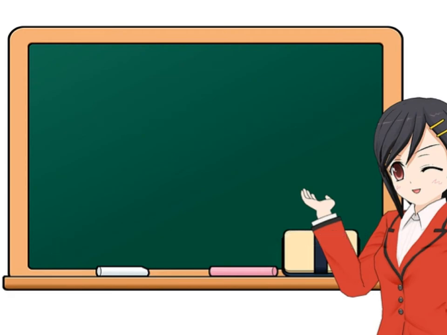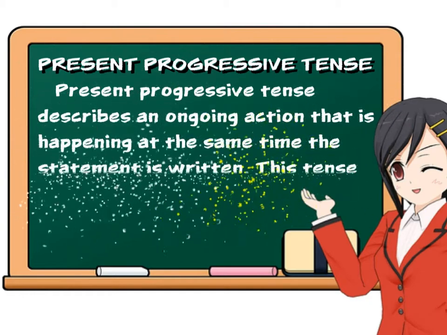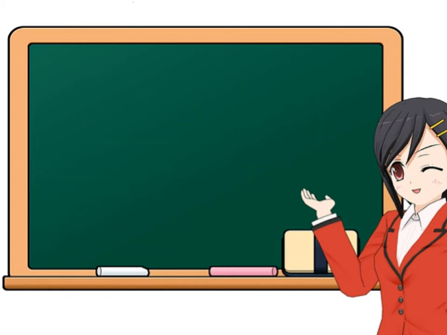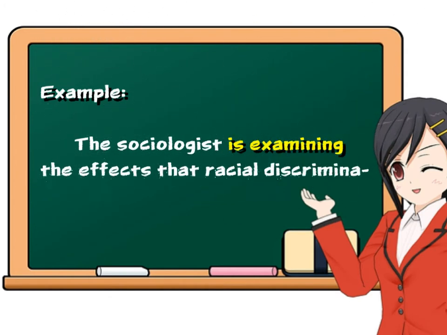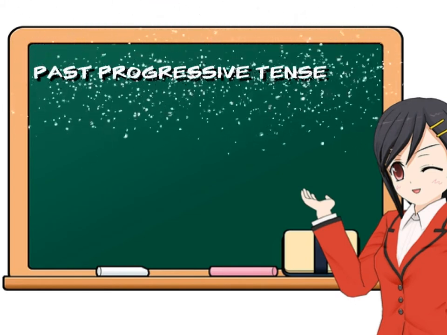Progressive forms. Present progressive tense. Present progressive tense describes an ongoing action that is happening at the same time the statement is written. This tense is formed by using is, are with the verb form ending in ing. Example, the sociologist is examining the effects that racial discrimination has on society.